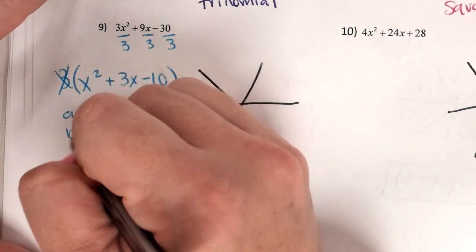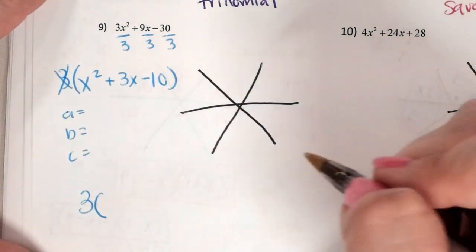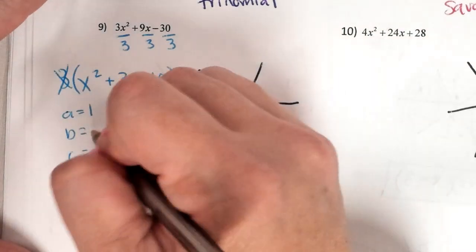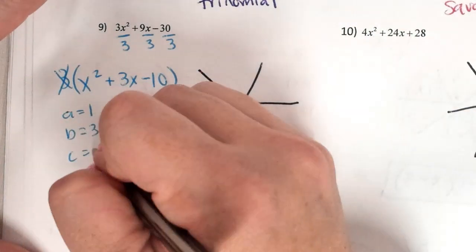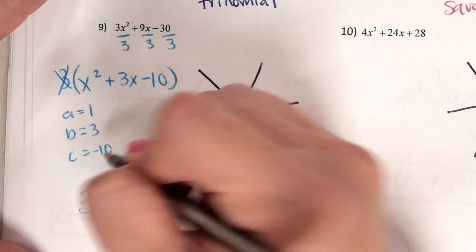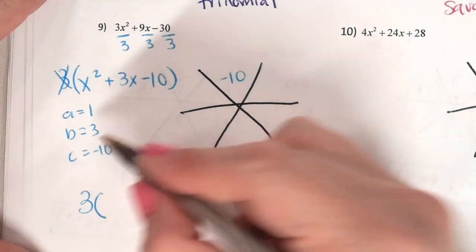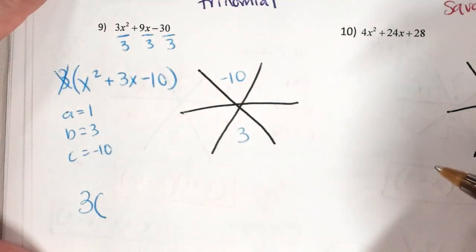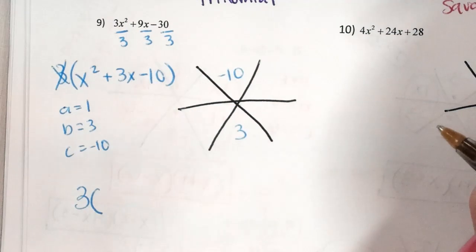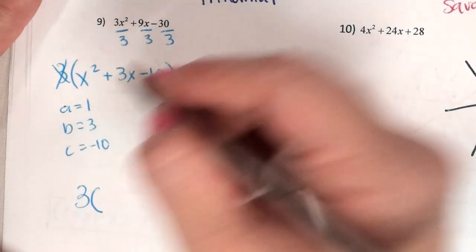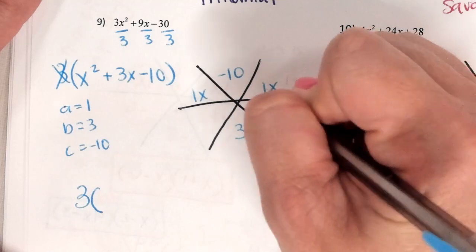And I'm going to find my new a, b, and c. What's a? Perfect. What's b? C? Yes. So a times c. B is 3. B for bottom. If you struggle with remembering which one goes where, B for bottom. Okay, and then A is 1, so 1x, 1x.